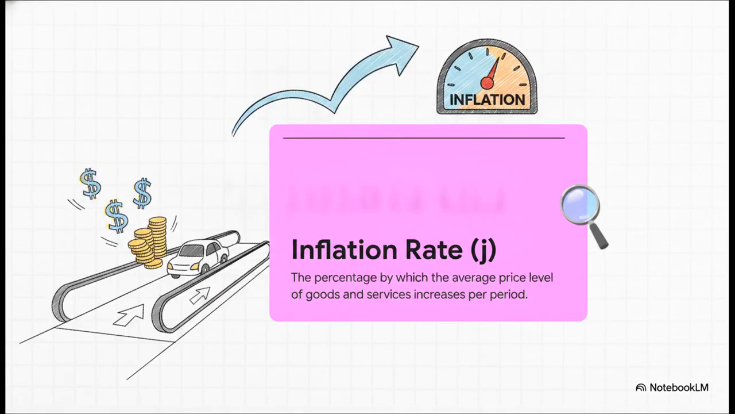Second, we have the inflation rate, which gets the letter j. This is the percentage by which the general average price level of goods and services goes up per period. Going back to our car analogy, imagine your car is driving on one of those moving walkways at the airport. Inflation is basically the speed of that walkway carrying all the prices forward. It's silently eroding what your money can actually buy.